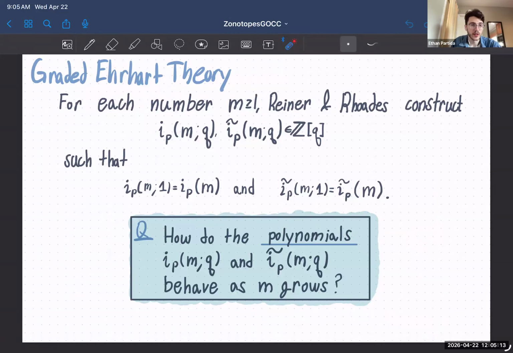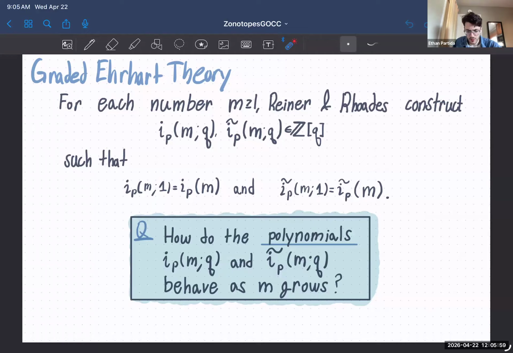But the talk was on the graded Ehrhart theory of unimodular zonotopes. So what is graded Ehrhart theory? Graded Ehrhart theory is a recent q-analogue generalization of Ehrhart theory due to Reiner and Rhoades. And it goes as follows. You're still fixing some lattice polytope P and a number m. And now for that dilated polytope, you're going to construct a polynomial, I_P, which has non-negative integer coefficients, such that when I set q back to 1, I'm recovering the number of lattice points in that mth dilate. So you can think about this as a refined count of the lattice points.